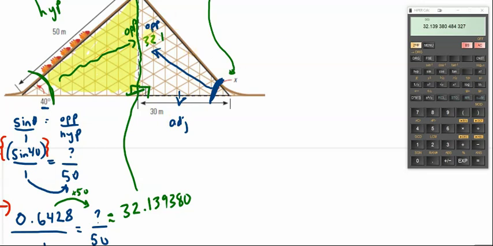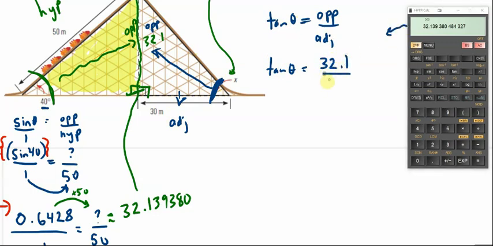So the relationship between this opposite and this adjacent is tangent. Tangent of an angle, and then we're looking for an angle, so I'm not going to put over 1, is going to be opposite divided by the adjacent. And so tangent of an angle is equal to opposite, which is 32.1, and all those decimals that come from here, all over 30.